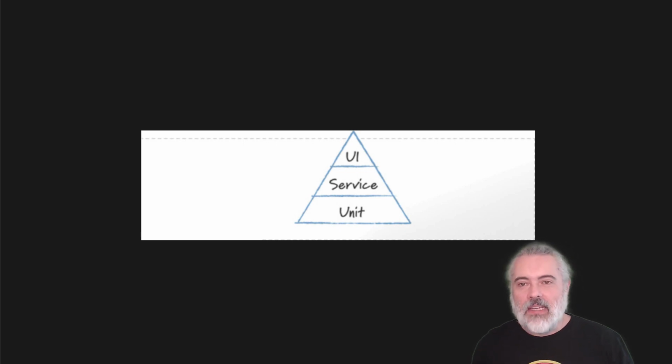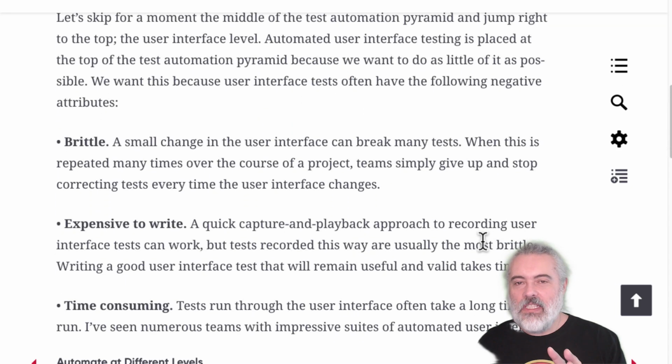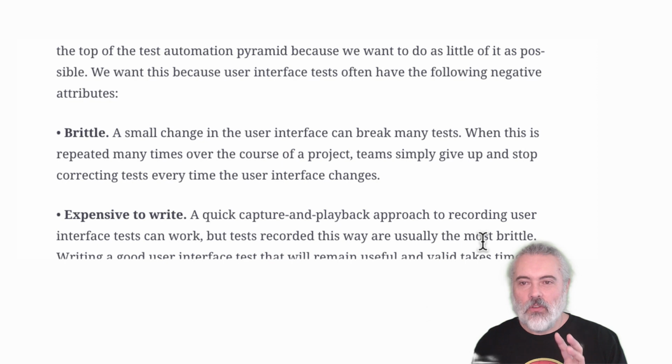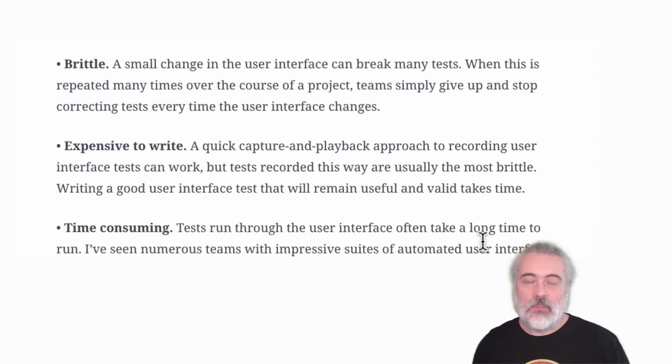So let's look back at Mike's actual words, the actual model that we have in here. The reasons given for not automating at the UI level is that they're brittle. They don't have to be. You can add a lot of synchronization, but certainly in 2008, they were very brittle. They were expensive to write. Why? Because a quick capture and playback approach to recording user interface tests can work, but tests recorded this way are usually the most brittle.